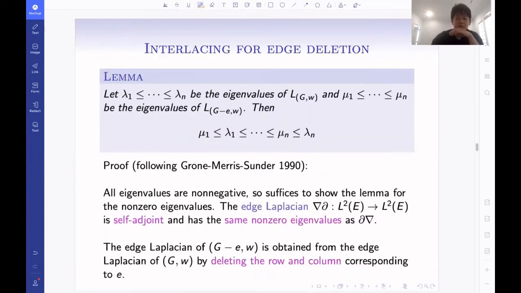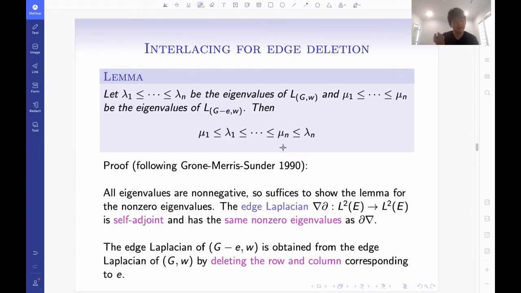So one thing you can show about this Laplacian is that if you delete an edge, the eigenvalues interlace. This is just going to be the same as the proof for the combinatorial Laplacian. Whatever proof you can give for the combinatorial Laplacian, this interlacing relation sort of lives. So let lambda1 to lambda n be the eigenvalues of (G, W), and mu1 to mu-m the eigenvalues of (G delete E, W). Then they interlace exactly like mu1 less than or equal to lambda1, less than or equal to mu2, less than or equal to lambda2, ..., mu-m less than or equal to lambda n.